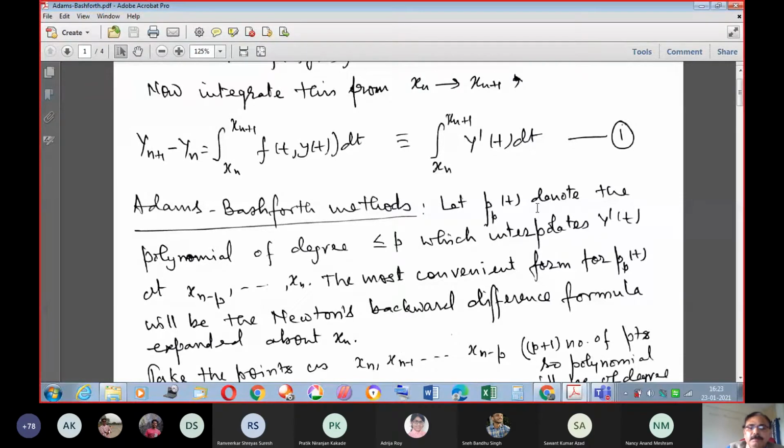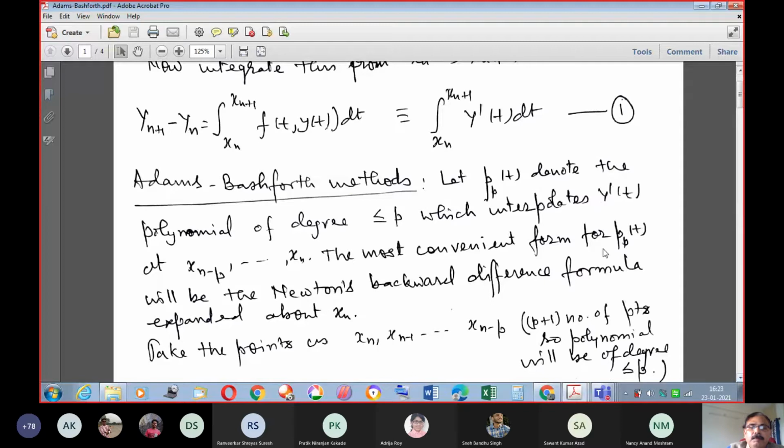So let us see the first one. First, we will take the p plus 1 number of points. So it is very obvious. Here it is written, let p_p(t) denote the polynomial of degree less than or equal to p, by which we are going to approximate this y prime t. Y prime t is also a function of t.